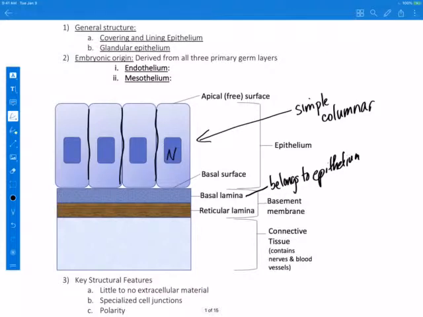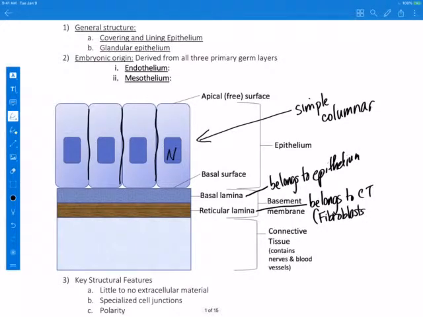On the other hand, the reticular lamina, which is shown in kind of a brown right here, belongs to connective tissue because it is secreted by cells of the connective tissue. And specifically, it is secreted and made by fibroblasts.